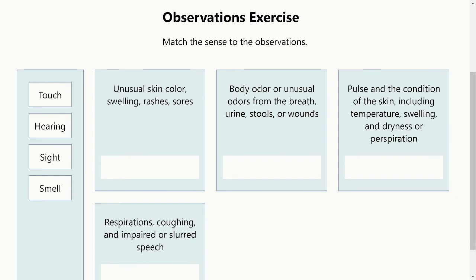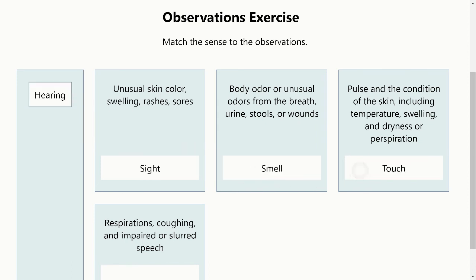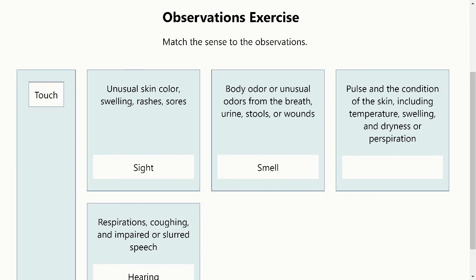All right, unusual skin color, swelling, rashes, or sores. Is that touch, hearing, sight, or smell? Body odor or unusual odors from the breath, urine, stools, or wounds. Pulse and the condition of the skin, including temperature, swelling, and dryness or perspiration. And then respirations, coughing, impaired or slurred speech is hearing.